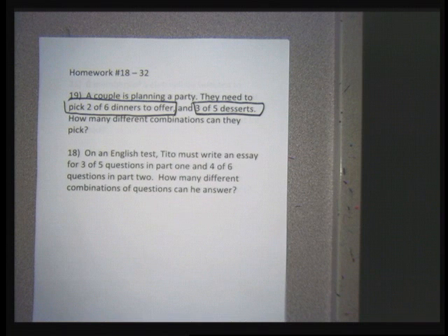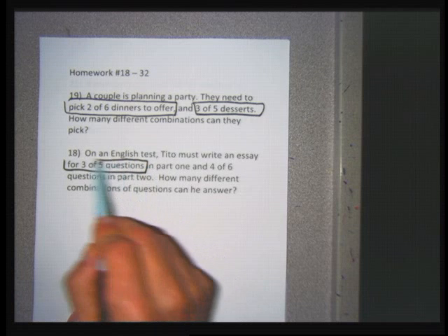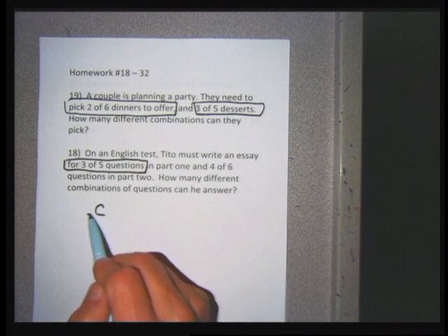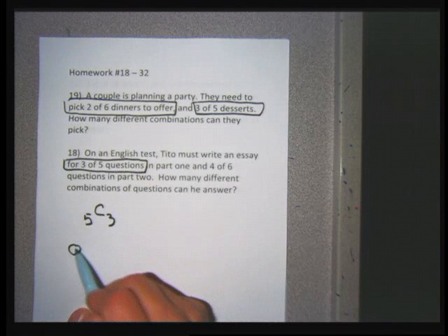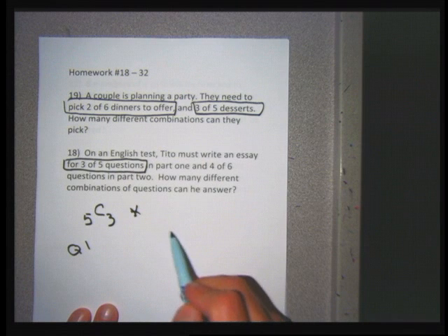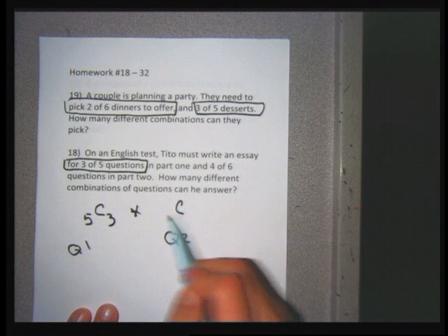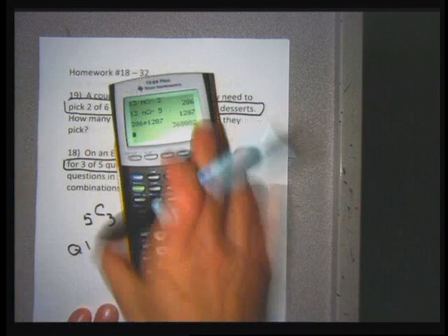So for my question, Tito has to write an essay on 3 of 5 questions in part 1 and 4 of 6 questions in part 2. My first combination, because it doesn't matter which order he picks, in the first grouping he's going to pick 3 and leave out 2. So that's for the question 1, or part 1. And then for part 2, I'll call that question 2, he needs to pick 4 of the 6. And then 5 choose 3 is 10.